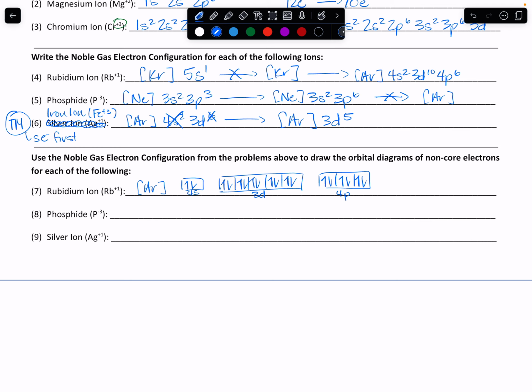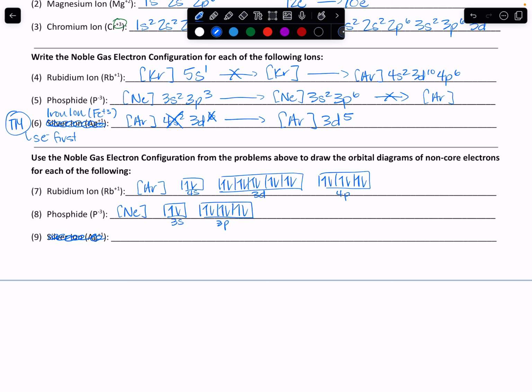For phosphide, we're going to have neon in brackets, and then we have the 3s sublevel and then the 3p sublevel. We have 2 electrons in the 3s and we have 6 in the 3p. So that's what our orbital diagram would look like for phosphide.